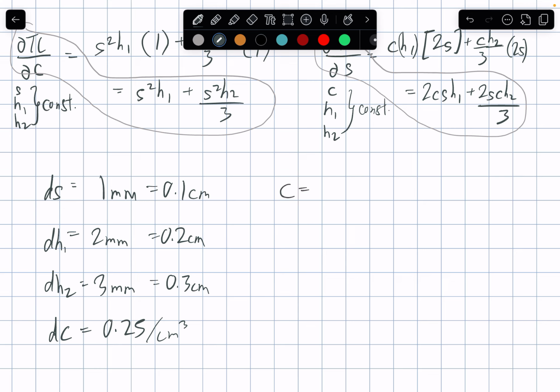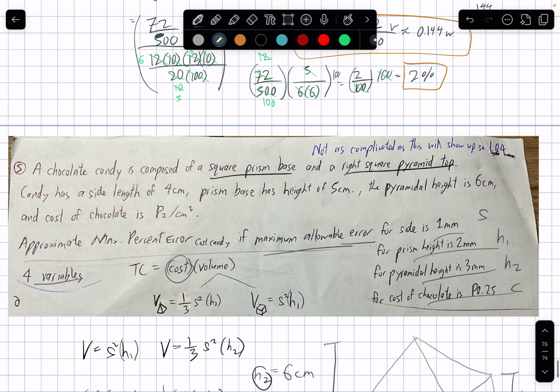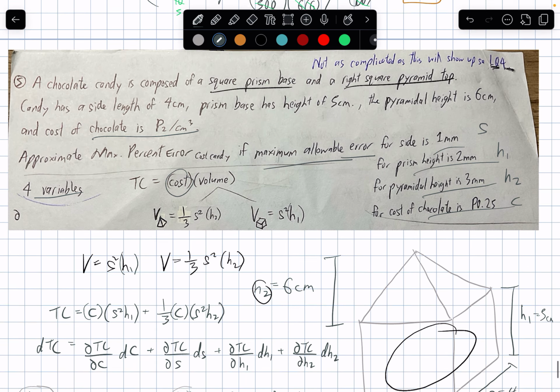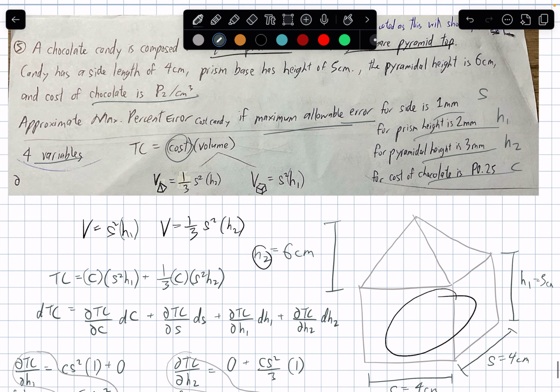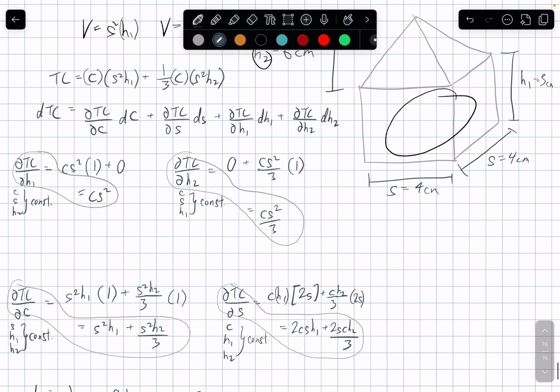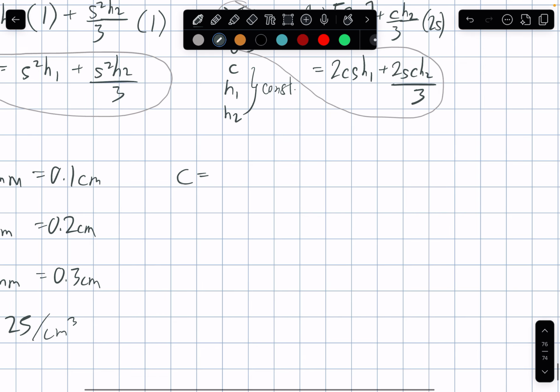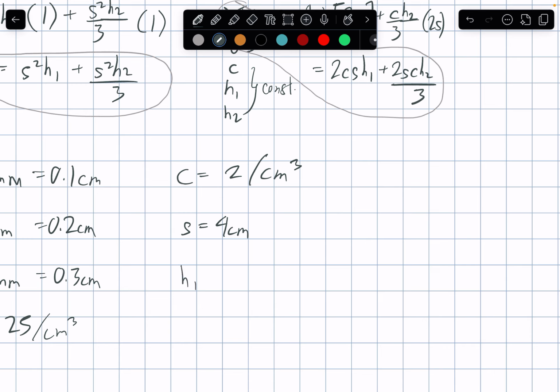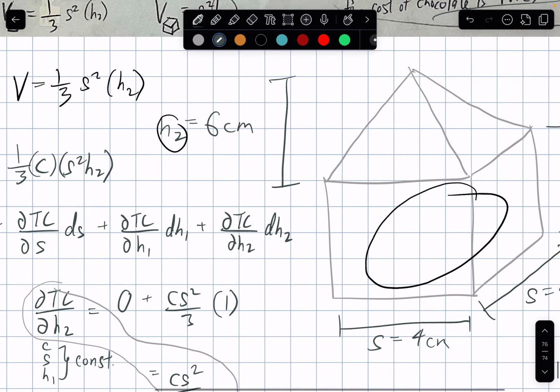The cost is 2 pesos. It's supposed to be 2 pesos, not p sub 2. It might be misleading. And then S is equal to 4 cm. H1 is 5 cm. H2 is 6 cm. Based on the figure shown here.